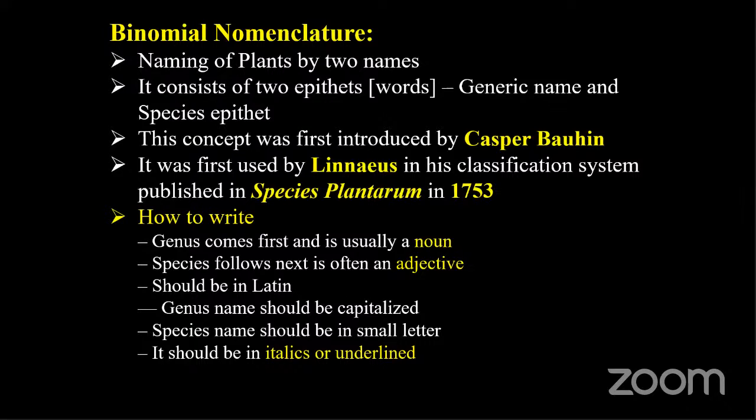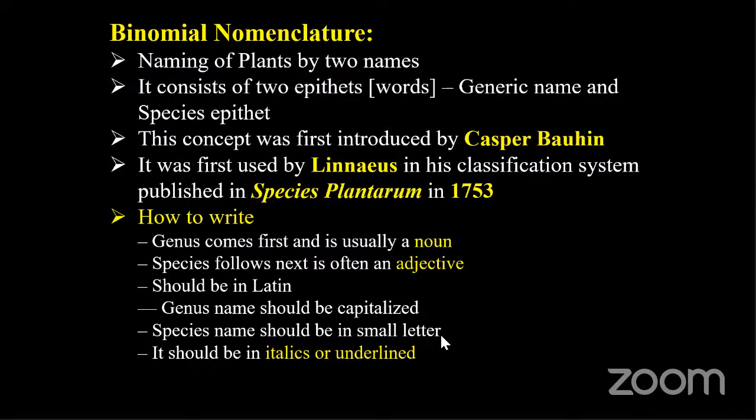Actually, in binomial nomenclature, there are certain rules which are well known to you. For example, genus is the first name of a plant, and it is always a noun. Species follows next, and it is often an adjective. These names should be in Latin, or may be derived from any language, but they should be in a Latinized form. Genus name should be capitalized, and species name should be in a small letter.